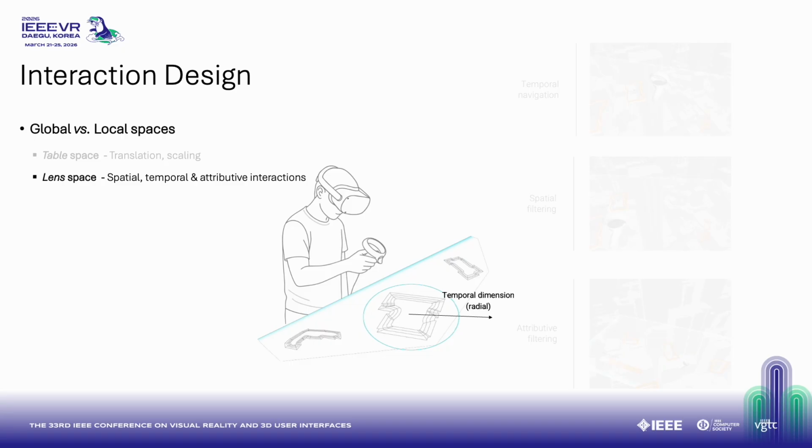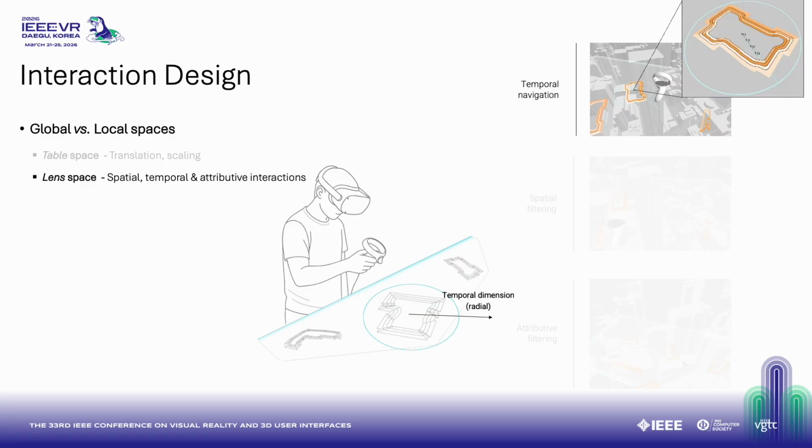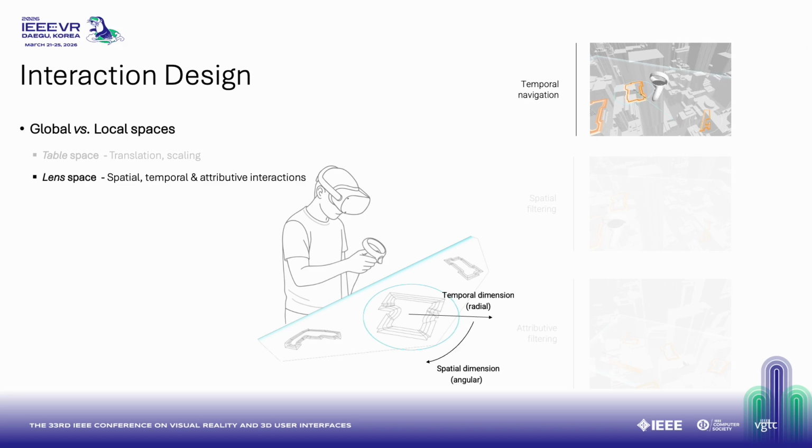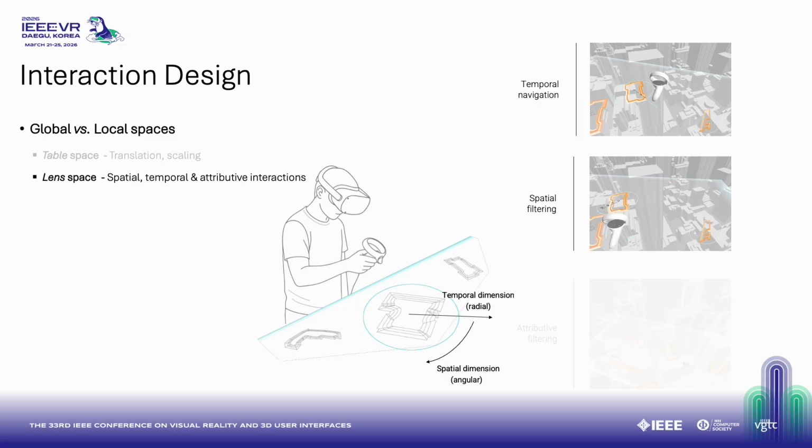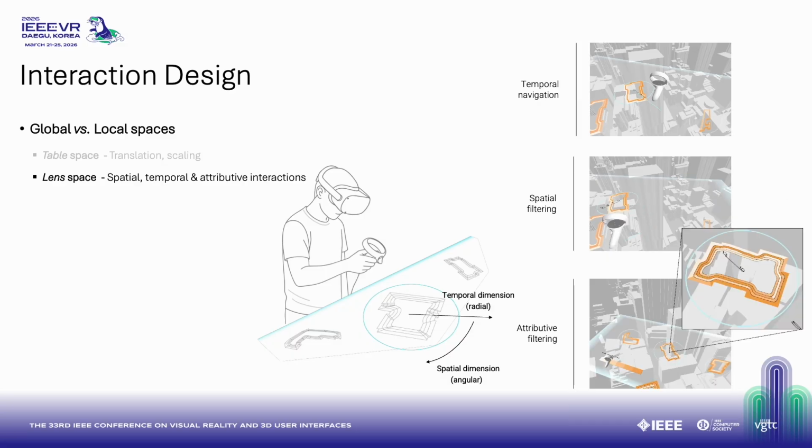We support radial gestures moving inward or outward from the lens center to interact with the temporal dimension. For example, users can navigate across time intervals using a radial drag gesture. We also support angular gestures around the lens center to interact with the spatial dimension. For instance, to filter according to specific spatial directions. User controls are also provided to filter according to specific temporal attribute values.